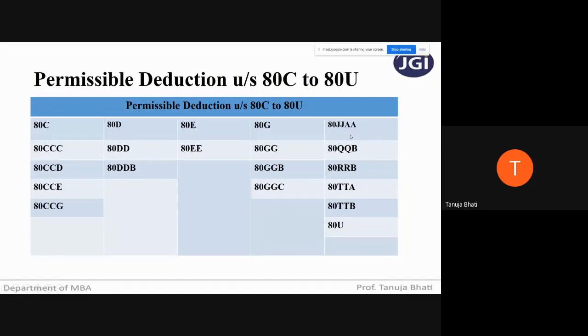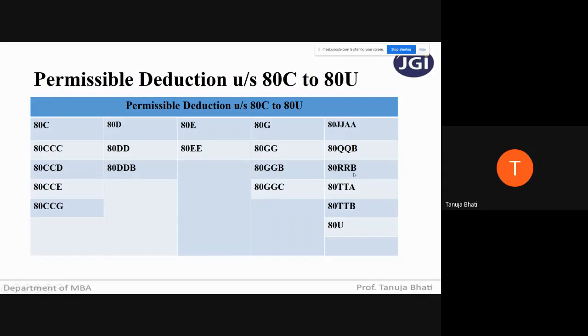80JJAA is again a deduction in respect of employment of new employees. So in respect of companies to whom section 44AB tax audit is applicable, they will get a deduction in respect of employment of new employees. 80QQB is given to an individual who is earning royalty income on the books that he is the author of. So he will get a deduction of 3 lakh rupees or actual income, whichever is less. 80RRB is given to a patentee.